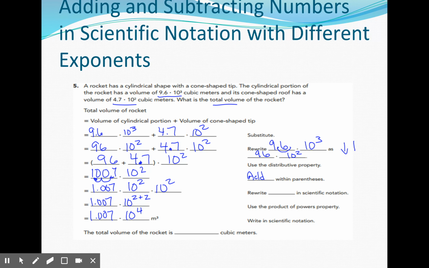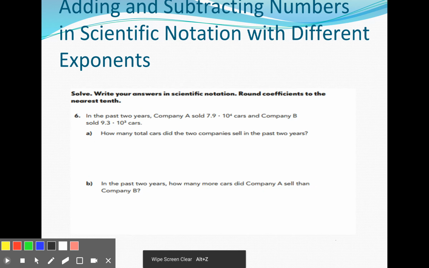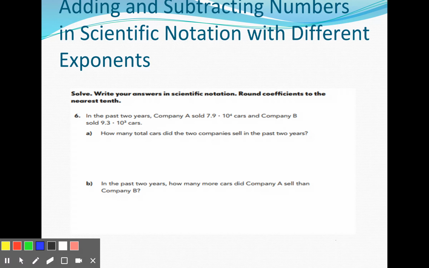Okay, so again, take your time when transitioning so that you have the same exponent, to make sure you're moving it the right number of spaces. Okay, so in this example, in the past 2 years, Company A sold 7.9 times 10 to the fourth cars, and Company B sold 9.3 times 10 to the third cars. So how many did they sell total in the past 2 years?